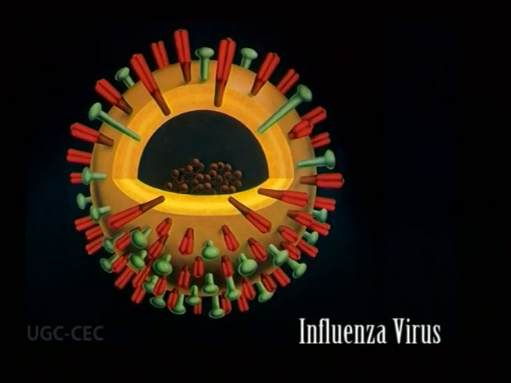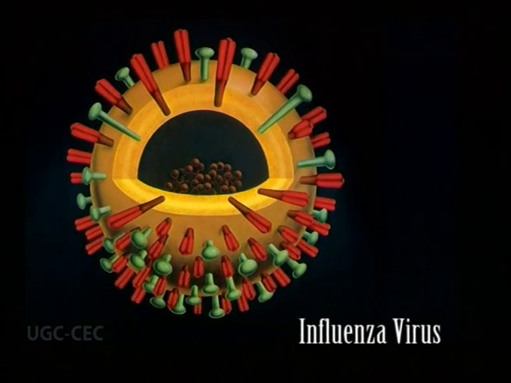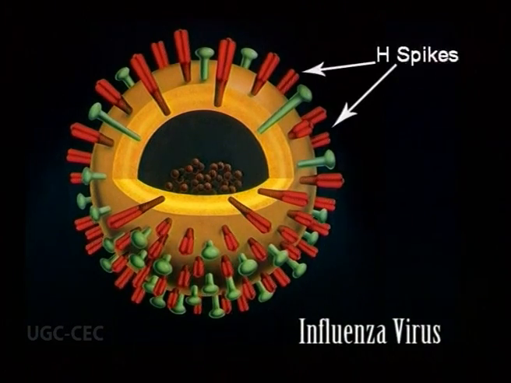Influenza virus is a well-studied example of an enveloped virus. Spikes emerge out 10 nanometers from the surface at about 7 to 8 nanometer intervals. These spikes have enzymatic, absorptive, hemagglutination, and/or antigenic activity. There are two types of spikes present in influenza virus. These are called H spikes and N spikes.